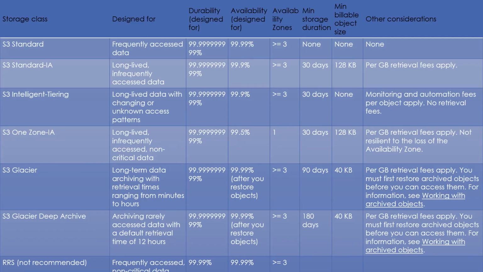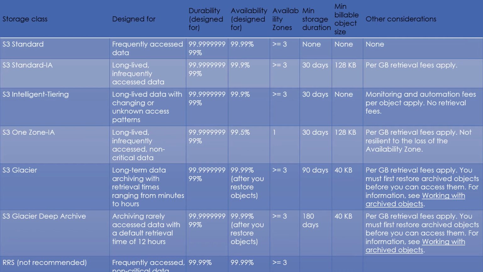So here in this table, we have all the differences and all the things are mentioned in a tabular format, so we can compare them in one slide. So the various storage classes are all mentioned here, and if you see at the last there is an RRS, that is the reduced redundancy storage class. So this is something which is on the deprecation path and which is not recommended by S3 anymore.